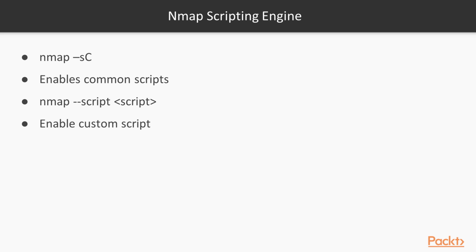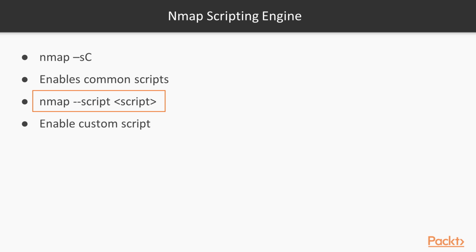Nmap includes a scripting engine, which is extremely powerful. To enable the scripting engine to just turn on the basic scripts that are default, you can enter -sC. Now when you do that, there's a number of scripts that Nmap includes, of which there's a subset that are defined as default. Those default included scripts are turned on when you enable -sC. And most of those scripts are actually pretty useful and provide you some interesting insights and analysis of what it detects. You can, though, define your own script with the --script command.